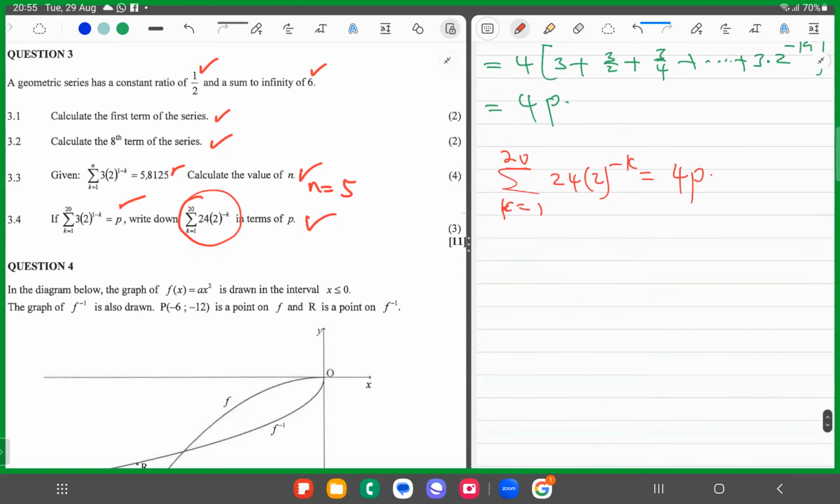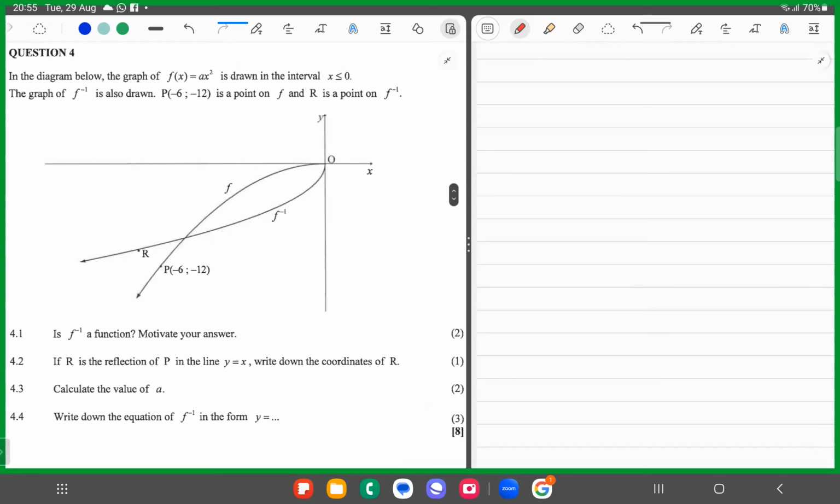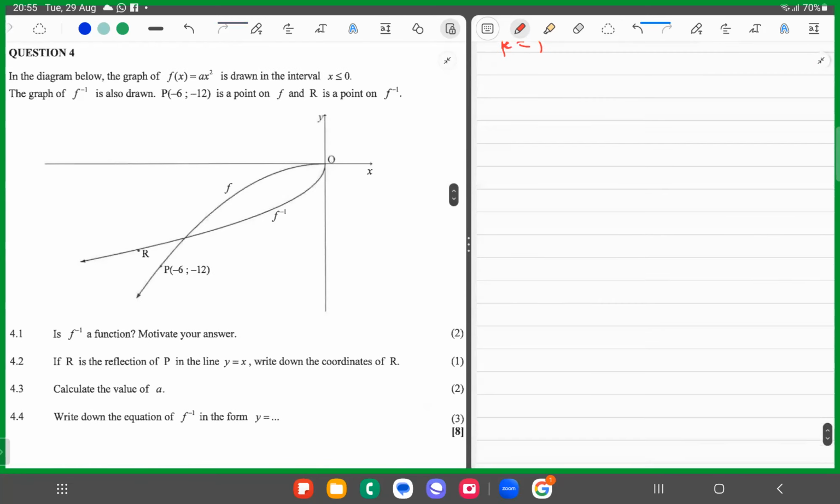All right, we're recapping on some of this, and now maybe we get to something a little bit interesting to you, what we call graphs and functions. We're looking at inverse functions in the fourth question.